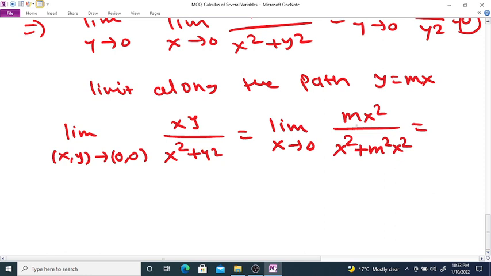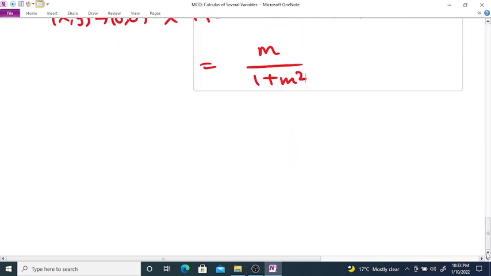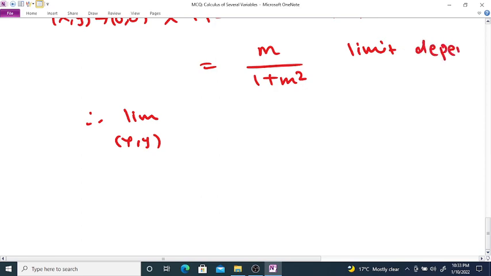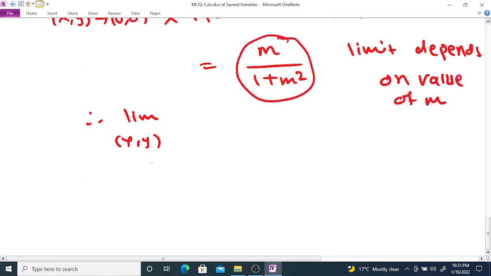So it is equal to, if we cancel x from numerator and denominator, we get m divided by 1 plus m square. So the value of the limit depends on m, and we know that if the limit exists, it is unique. Therefore this limit as (x,y) tends to (0,0) depends on the value of m. If we change the value of m, then we get different limits, and therefore the limit as (x,y) tends to (0,0) of xy divided by x square plus y square does not exist.